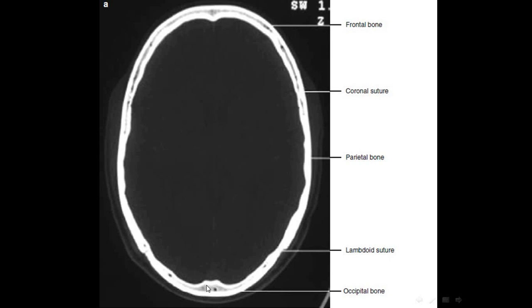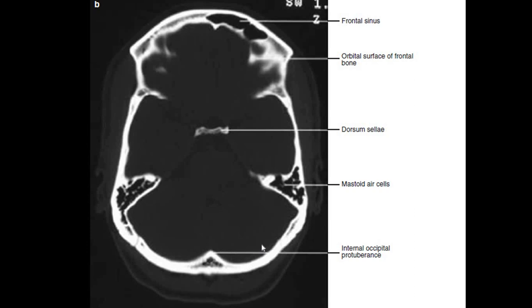and this is the occipital protuberance, the internal occipital protuberance. This is the occipital bone. More caudal section. Here the internal occipital protuberance is seen more clearly. This is the mastoid air cells. This is the dorsum sellae, which is the dorsal surface of the sella turcica. This is the orbital surface of frontal bone. As we said, frontal bone is one of the bones that form the bony orbit. So this is the plane that forms the superior surface of the bony orbit, and this is the frontal sinus.